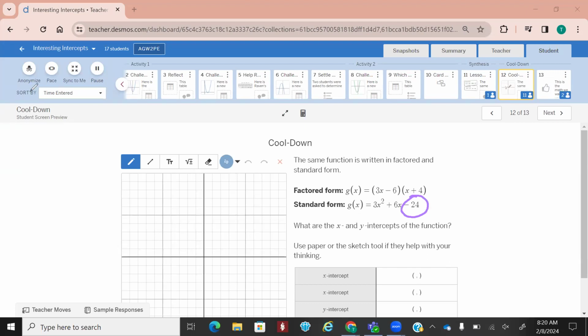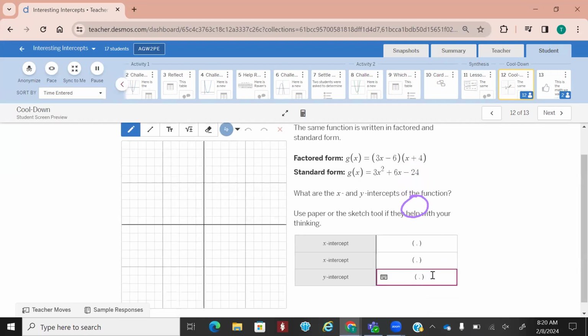So for my y-intercept, I'm going to have 0, -24. That's the easy one. Don't mess this one up. You can look at the standard equation. Boom, there it is.